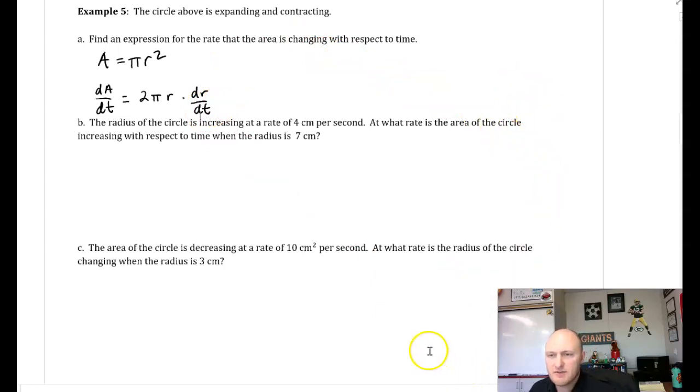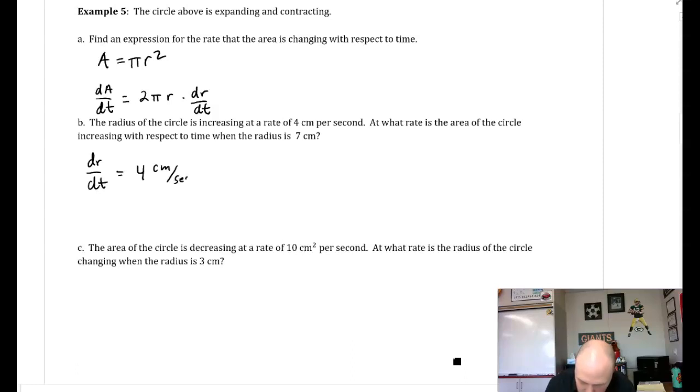B, the radius of the circle is increasing at a rate of 4 centimeters per second. Well, what they just told us there is that dr/dt is equal to 4 centimeters per second. That is how the radius is changing, its rate of change. Now, if it were decreasing, that quantity would be negative. Here's their question. At what rate is the area of the circle increasing with respect to time when the radius is 7 centimeters? So I'm going to use my formula that I just had.